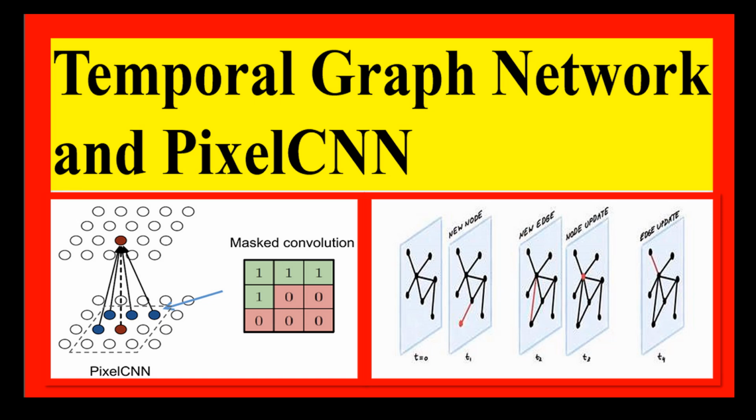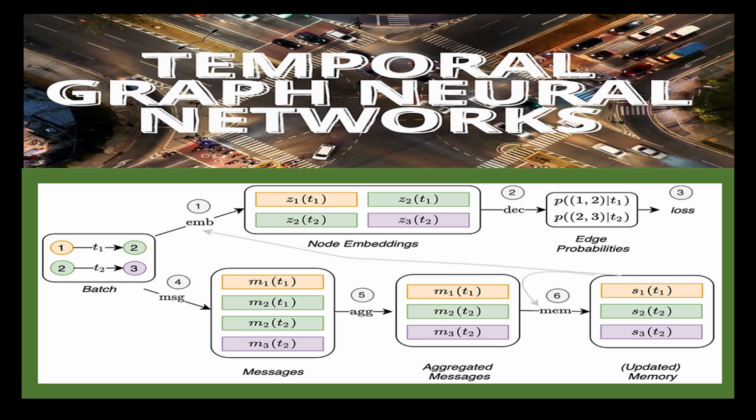This video explores two powerful neural network architectures, temporal graph networks and pixelCNN. Temporal graph networks are used for processing sequential data, while pixelCNNs are used for image manipulation and generation. So we'll discuss how these architectures can be combined to make predictions about the future based on the past data. So let's get started with what is temporal graph network.